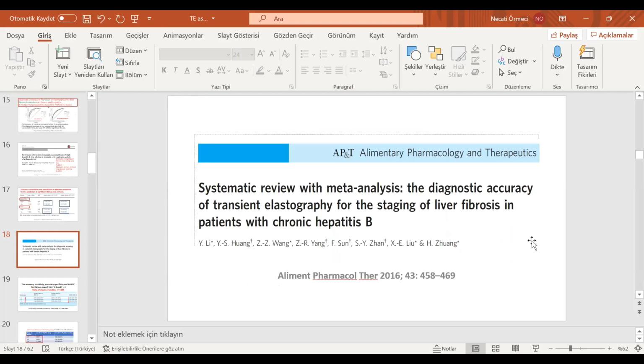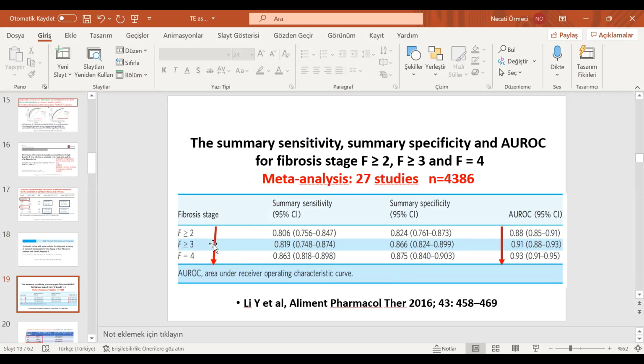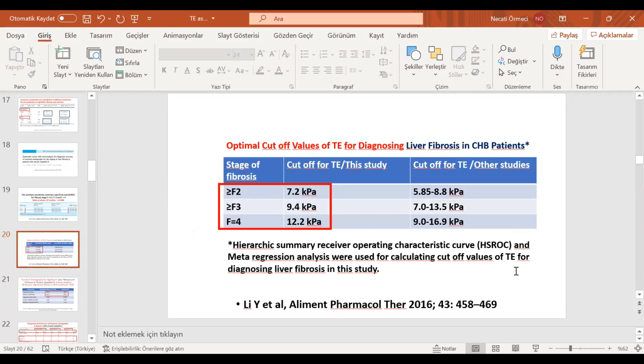Another very elegant study, from Dr. Lee, is a systematic review with meta-analysis on the diagnostic accuracy of transient elastography for the staging of liver fibrosis in patients with chronic hepatitis B. If you look at the fibrosis stage from F2 to F4, summary sensitivity increases, as you see here, from 0.80 to 0.86. In the ROC analysis, specificity also increases from 0.88 to 0.93. So the optimal cutoff values for transient elastography for diagnosing liver fibrosis in chronic hepatitis B are: for F2, 7.2 kilopascal; for F3, 9.4 kilopascal; and for F4, 12.2 kilopascal.